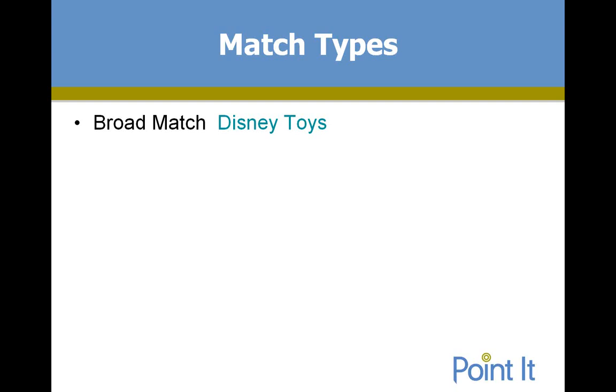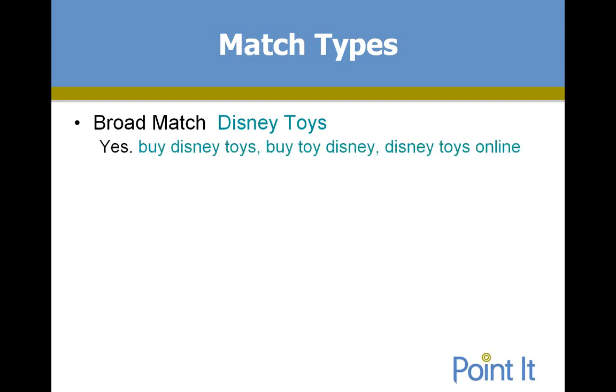So that's a query, or somebody who types something into a search box would type in Disney toys, for instance. And this is the keyword, or keyword phrase, that you're bidding on within the Google advertising system. So this is a broad match, and it would match up when somebody does a query on buy Disney toys, buy toy Disney, Disney toys online, any combination that includes Disney toys in any order.